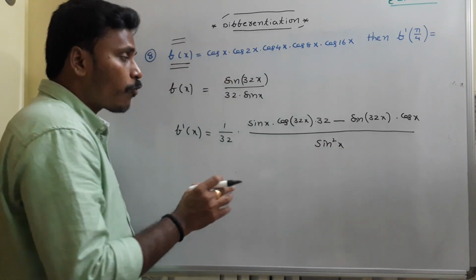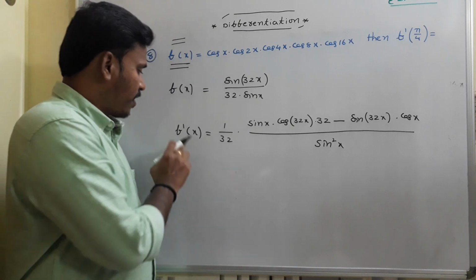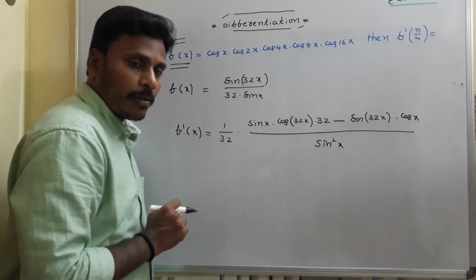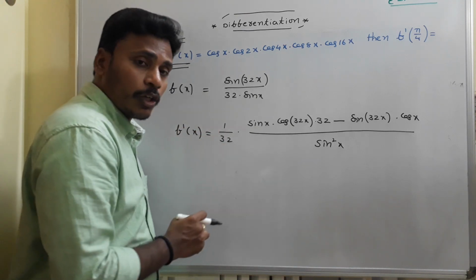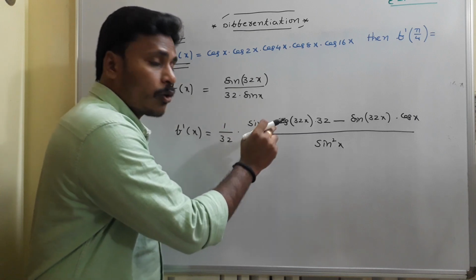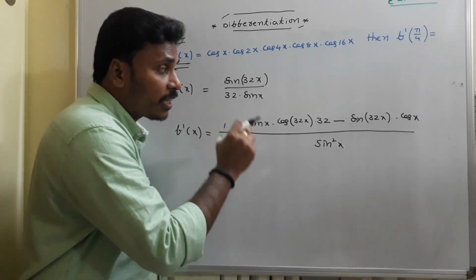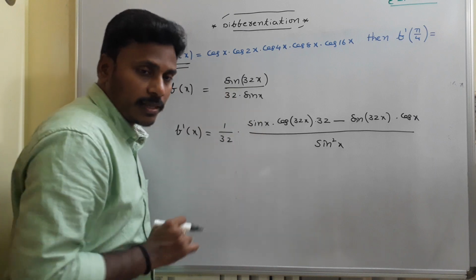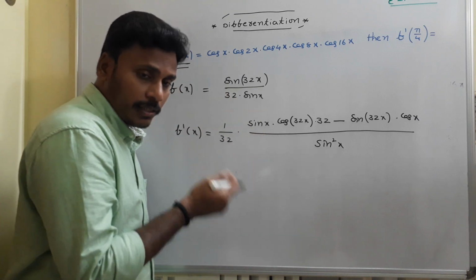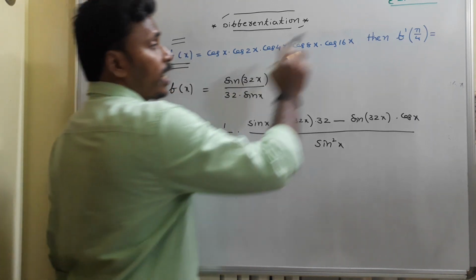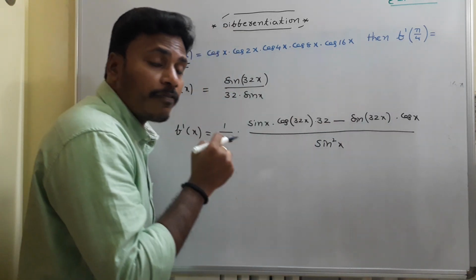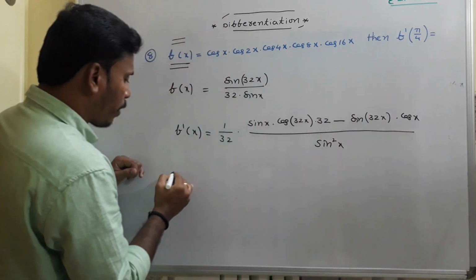Okay. So finally this is what? F dash of x. So f dash of x is 1 by 32 into sin x into cos 32x into 32 minus sin 32x into cos x by sin square x. Okay. Now further we need to find f dash of pi by 4. To find f dash of pi by 4, replace x with pi by 4.